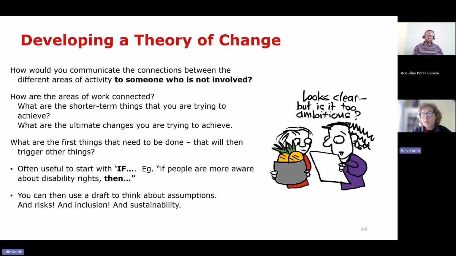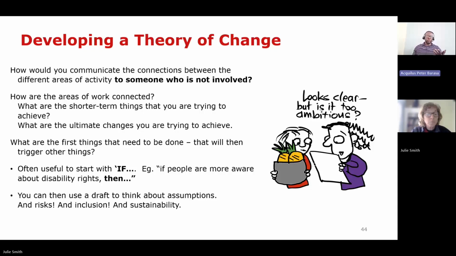One of the ways to think about this is, how would you communicate the connections between the different things that you're doing to somebody who's not involved in the project, like this lady who's selling pineapples? Would she be able to understand what you're doing? Would your mum or your dad be able to understand what the project's trying to achieve, to show how things are connected?